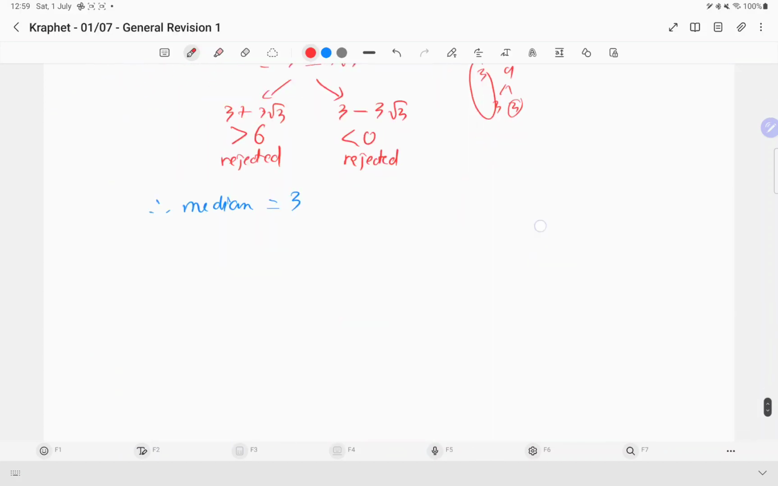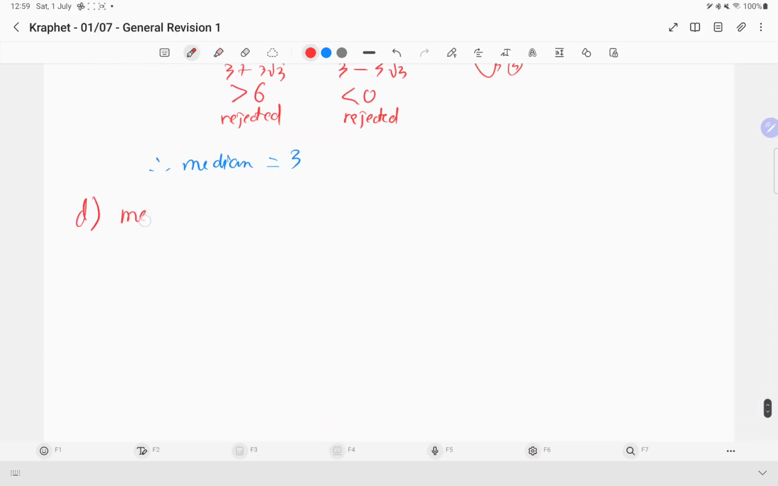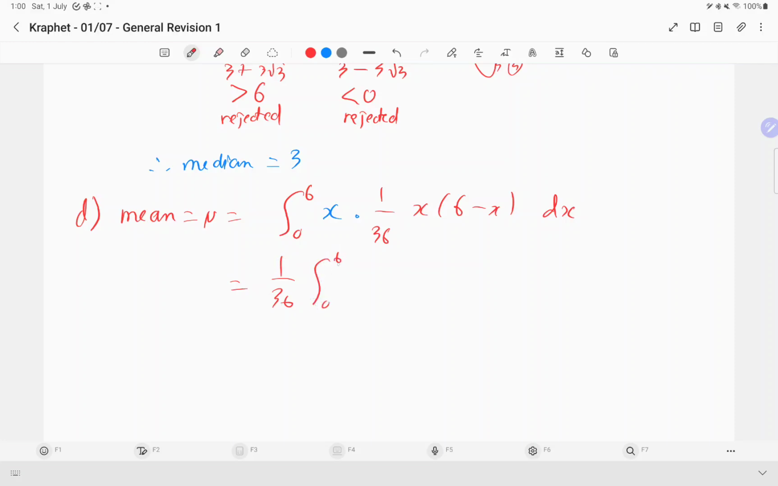So I'll just write the formula here for question D. The mean, which is mu, would be the antiderivative from 0 to 6 of x times f(x). So you times this x in first, and then that will be 1 over 36 of x times (6 minus x) dx. Work this one out, you get your mean. Just take out the 1 over 36, and then that will be the antiderivative from 0 to 6 of 6x squared minus x cubed dx. Just sub the values in. As I said, once you antiderive it, make sure you use the factorized version, and then you can work through the mean.